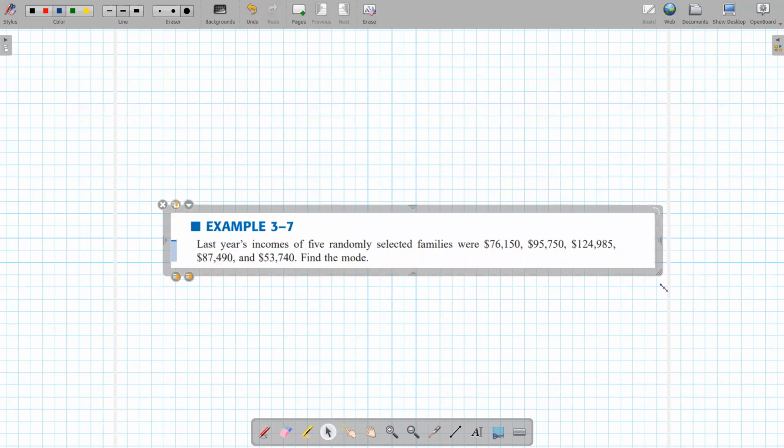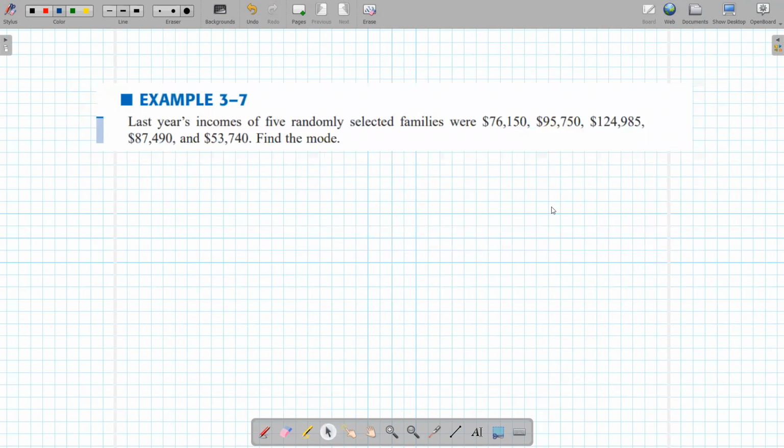What about here? They've given us 5 different numbers. The question is to find the mode. Any ideas? Which number comes up the most? It's a trick question. They're different numbers. Yeah, no one is winning, right? No one number is winning. There's no mode. Everything only comes up once.